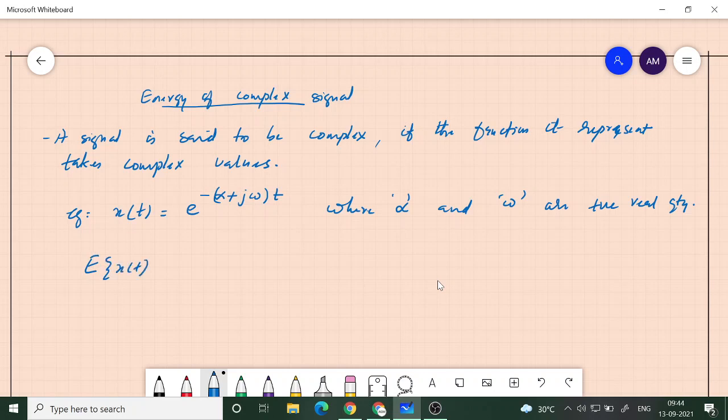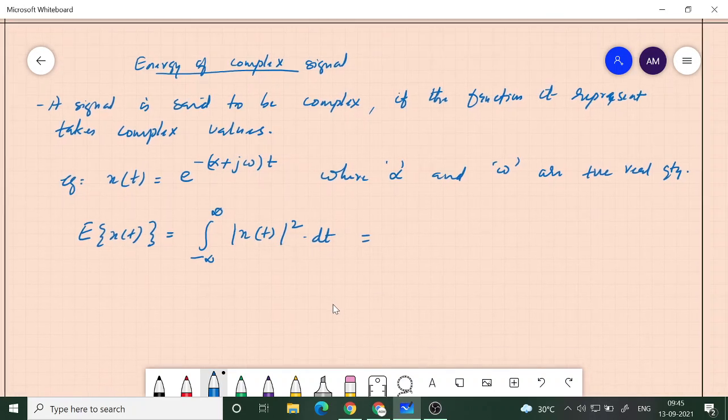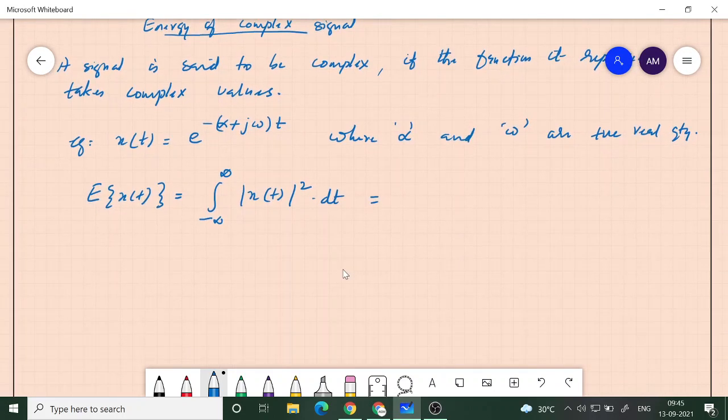Energy of x of t is basically integral from minus infinity to plus infinity modulus of x of t the whole square dt. Now here we have some complex quantity. When you take the modulus, we are taking the magnitude of that quantity. Now how do we represent the magnitude of a complex quantity? We just need to multiply the number with its conjugate.